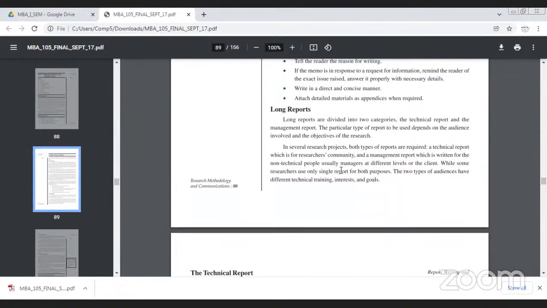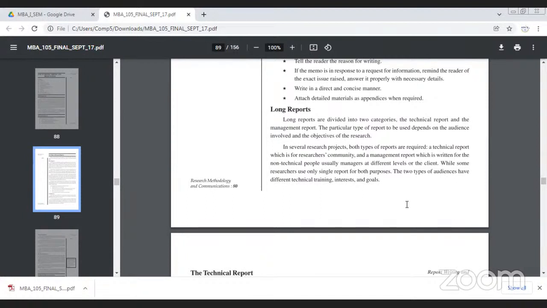Next, long reports. Long reports are divided into two categories: the technical report and the management report. The particular type of report to use depends on the audience involved and the objective of the research. In survey research projects, both types of reports are required.